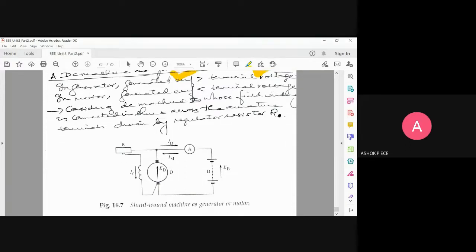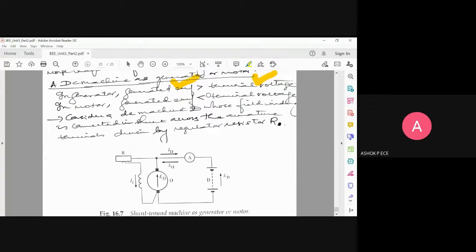In a motor it is the reverse. The generated EMF will be less than the terminal voltage. Terminal voltage is the input you give. In a motor, the input voltage is higher and the generated EMF is very small. In a generator, you don't actually give any electrical input. You give mechanical rotation to your generator, but the output EMF is going to be very large.